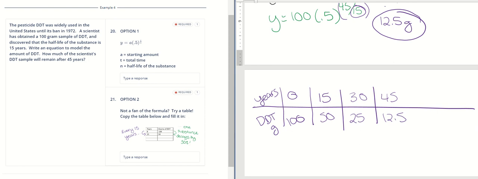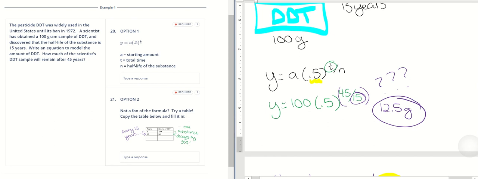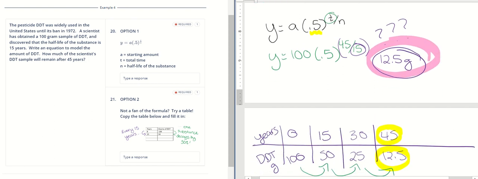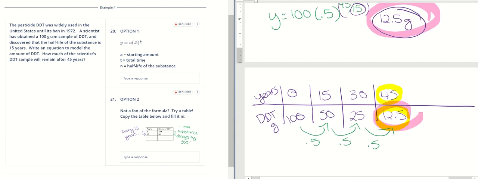And we did it. The problem says, how much DDT will there be after 45 years? Well, we can just look at the chart we made and say, hey, at 45 years, there'll be 12.5 grams of DDT. And we did that simply by recognizing every half-life, we cut the amount of DDT in half. So if you prefer to use the formula, use the formula. That's fine. Or sorry, you won't get 25, you'll get 12.5 grams of DDT. And if you prefer using the table, you'll also get 12.5 grams of DDT. It doesn't matter to me as long as you are comfortable with what you're doing.